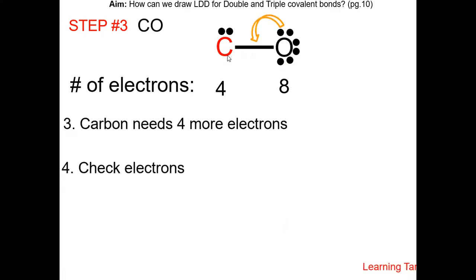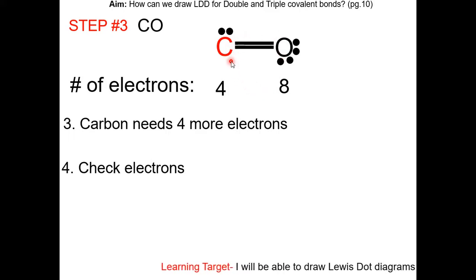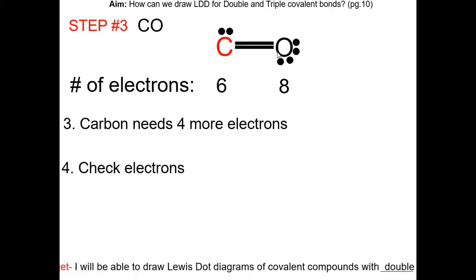So let's share 2 electrons first. Now we have a double bond between the carbon and the oxygen. So let's double check if we fulfill the octet for carbon. Carbon has 1, 2, and is sharing 1, 2, 3, 4. So that means it has 6 electrons now. It still does not have 8, so the oxygen has to keep sharing.